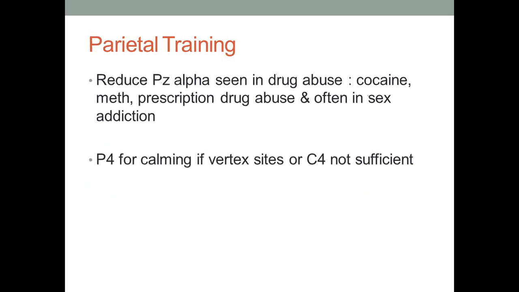I guess I'm always ahead of myself a little bit on saying those things compared with the slides, but again, here it is. For the parietal training, I'll reduce PZ alpha to work on the drug abuse, cocaine, meth, prescription drugs, sex addiction. And it's not unusual in talking with these folks to determine that they have some fairly serious social integration issues, but also sensory integration issues. If you remember, I mentioned that we see that activity at PZ as well. And then here's where I talked about P4 for calming, as C4 doesn't get you there.